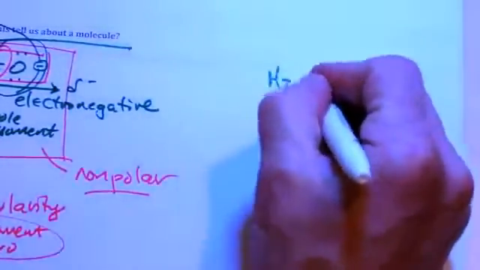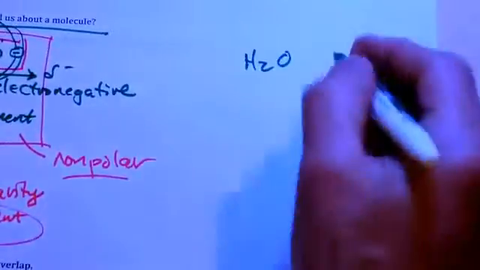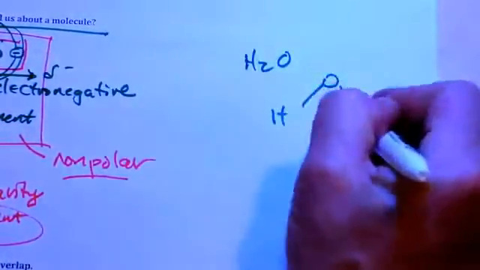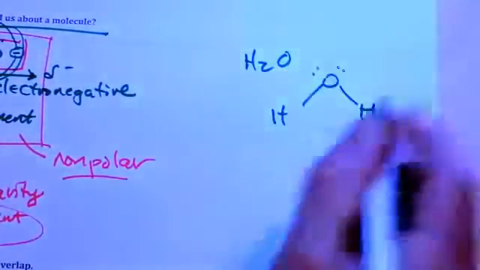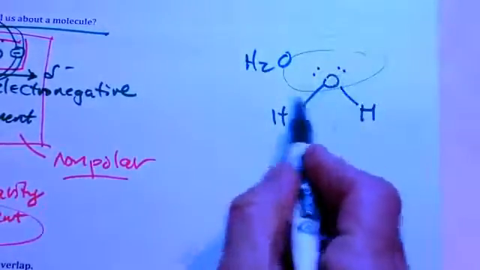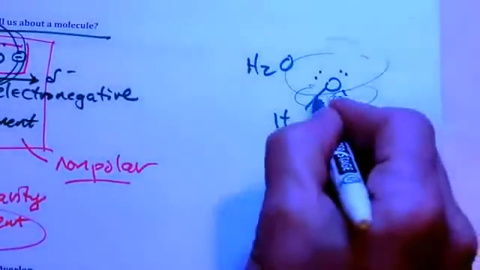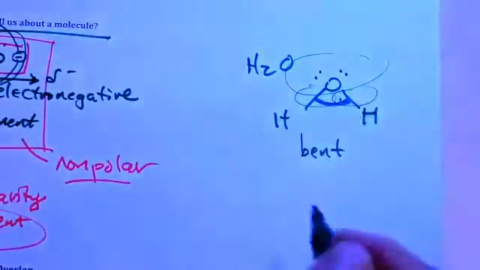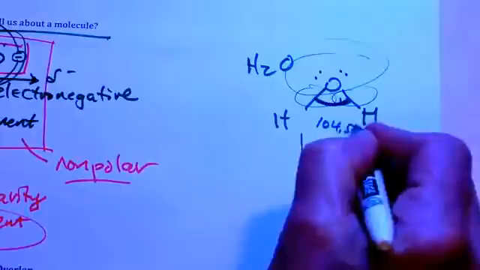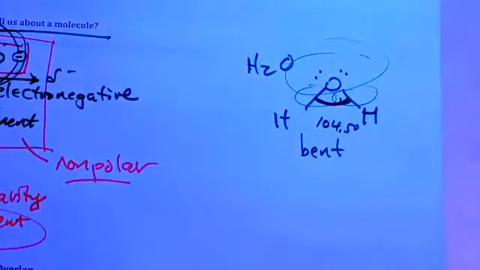Let's look at water, H2O. If you draw its Lewis dot structure, it ends up looking like this, where we have 2 unshared pairs of electrons and 2 shared pairs of electrons, which gives rise to the shape called bent. And if you remember, the bond angle for a bent structure ends up being 104.5 degrees, which is a little bit less than the tetrahedral 109.5 degrees.